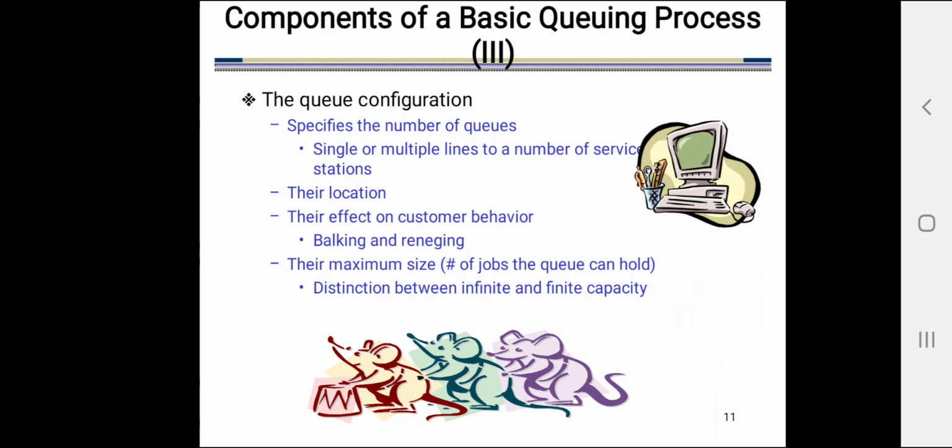Next, queue configuration, how the queue is configured. This is the number of customers waiting to be served. The queue does not include the customer being served. Queue configuration covers the specific number of queues, single or multiple lines, the number of service stations, their locations, their effect on customer behavior, balking and reneging, and the maximum size the queue can hold. So there is a distinction between infinite and finite capacity.